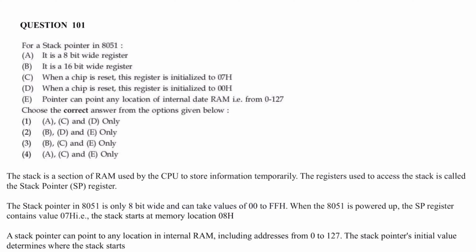For a stack pointer in 8051, the stack is a section of RAM used by the CPU to store information temporarily. The register used to access the stack is called the stack pointer. The stack pointer in 8051 is 8-bit wide and can take values from 00 to FFH. When 8051 is powered up, the stack pointer contains the value 07H, that is, the stack starts at memory location 08H. The stack pointer can point to any location in the internal RAM, including addresses from 0 to 127.